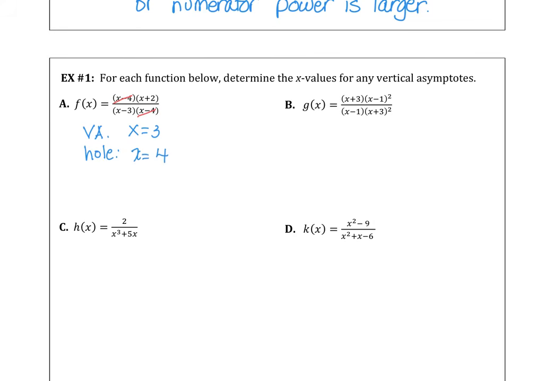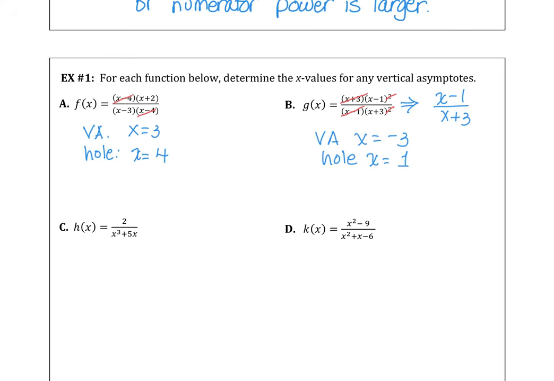In part B, you could simplify that by removing the common factors. We'd get rid of one of the x minus 3's in the top and the bottom, and one of the x minus 1's in the top and the bottom. That would give us a simplified rational function of x minus 1 divided by x plus 3. So vertical asymptote at negative 3, and a hole at the numerator, x equals 1.